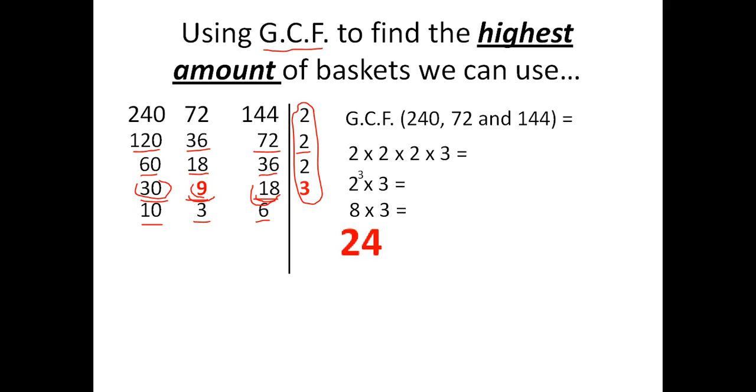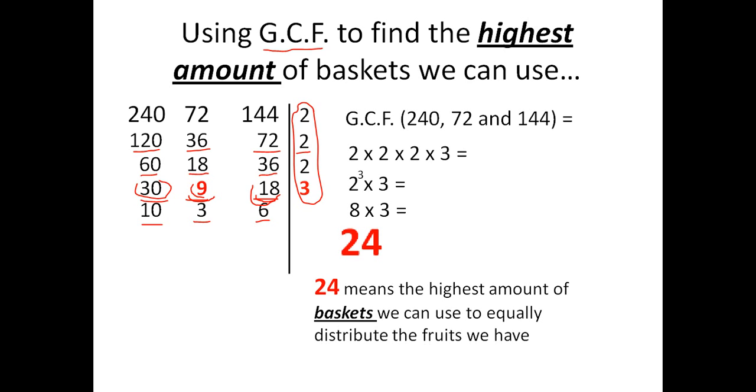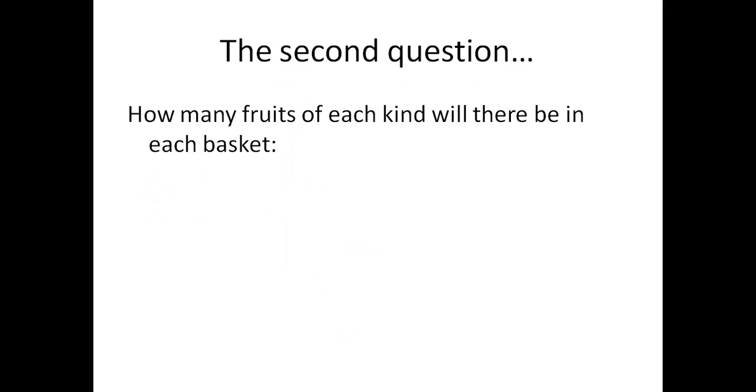Well, but what is 24? What does it mean? Well, remember the first question of our problem? We wanted to find the highest amount of baskets we can use to make an equal distribution. So 24 means the highest amount of baskets we can use to equally distribute the fruits we have. Okay, now the second question comes. How many fruits of each kind will there be in each basket?